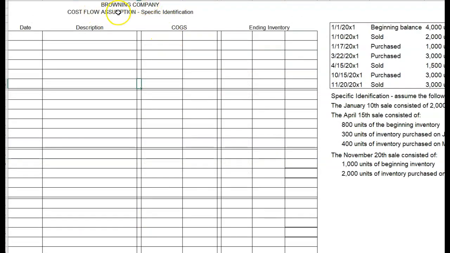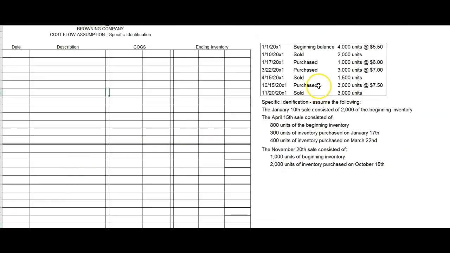Browning Company Cost Flow Assumption Specific Identification. And for ease in doing this video lecture, I have duplicated the inventory data from the data worksheet, and I've also duplicated the specific identification assumptions about which items were sold from the data worksheet here, so I don't have to flip back and forth.